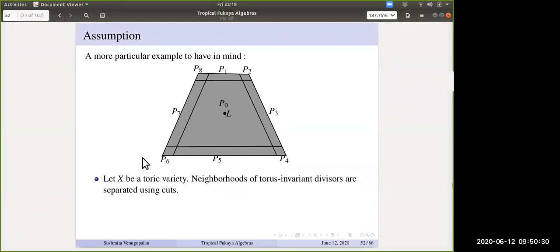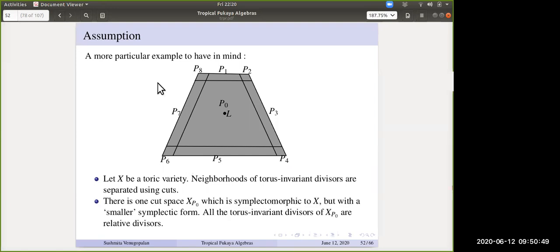So let's just take X to be a toric variety and apply a multiple cut on it. And what's the multiple cut? We take neighborhoods of torus invariant divisors and separate them using cuts. So the polytopic decomposition is as in this figure.